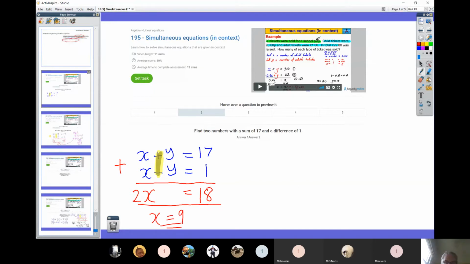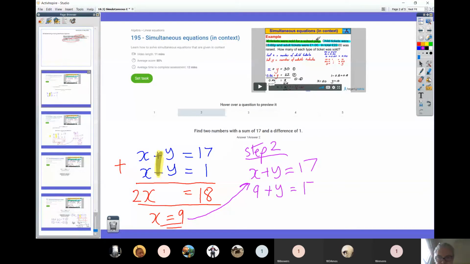Okay, now step 2. Step 2, as always, is you take one of the equations of your choice. I'm going to take the top equation. So x plus y equals 17, and I've just worked out that x is 9. So pop 9 in there. 9 add y equals 17. Taking away 9 from both sides, that must mean that y equals 8.